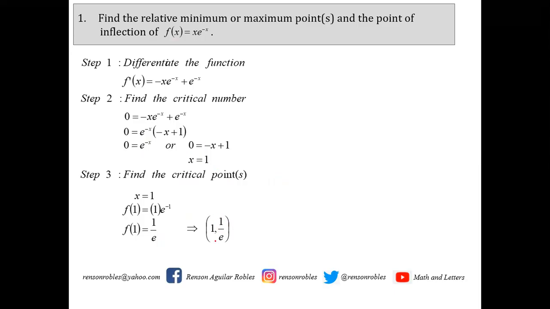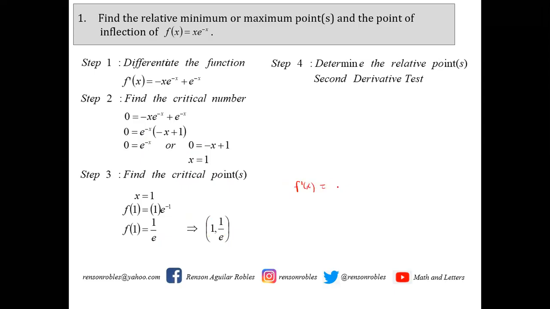And to determine whether this point is a relative minimum or a relative maximum, we will be applying the second derivative test. And by the second derivative test, we shall differentiate f prime of x. So we have f prime of x equals, I will factor out e to the negative x here, e to the negative x times negative x plus 1. And then differentiating to get f double prime of x by using the derivative of a product, we have e to the negative x times negative 1 plus negative x plus 1 times the derivative of e to the negative x, which is negative e to the negative x.